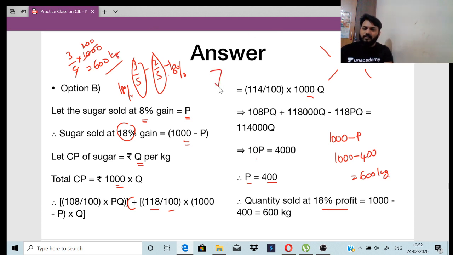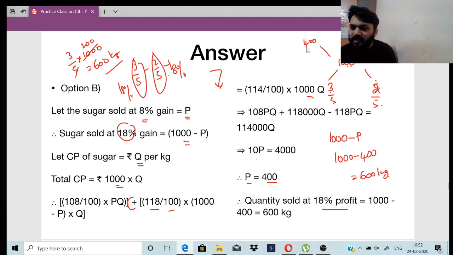So you can go by any of the methods, equation method or the alligation method, right? With the alligation method, 1000, 8 you can keep it, 8%, 18%, subtract, you'll get the ratio here. Solve it. You'll get 3 and 2 as the answer. So it is 3 by 5 and 2 by 5. So 3 by 5 into 1000 is 600, and 2 by 5 into 1000 is 400.